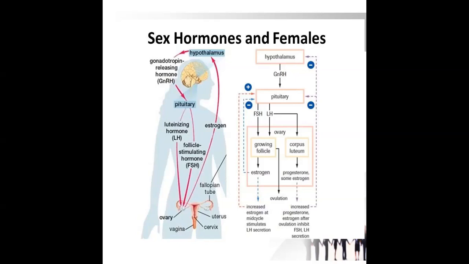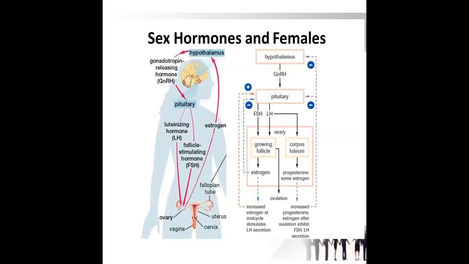You can see here the hypothalamus releasing gonadotropin releasing hormone, and the pituitary releasing FSH and LH. In the ovary, FSH and LH act upon the growing follicle, which causes the release of estrogen. This increased estrogen at mid-cycle stimulates luteinizing hormone secretion, and the growing follicle further results in ovulation.